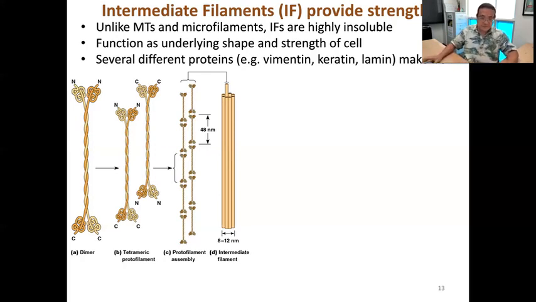It's very insoluble. And so here, let's look at the structure. Here we have a dimer of 2 of these intermediate filament proteins, maybe keratins, maybe vimentins, twisted together. Then these individually can come together to form a very strong fiber. From a dimer, you get a tetrameric protofilament, and then these tetrameric protofilaments come together to form a protofilament, and then these individual protofilaments are bunched together to make an intermediate filament.